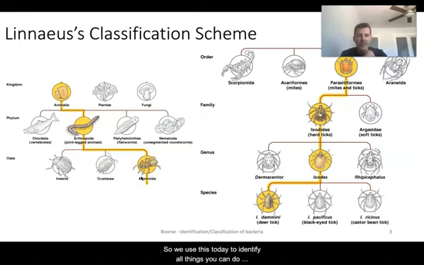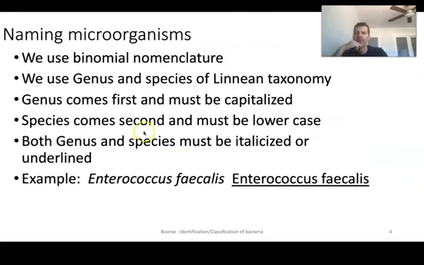So we use this today to identify all things. You can do the same thing for animals or plants or fungi. This kingdom, phylum, class, order, family, genus, species, that is really important in biology. Again, probably something you learned previously, but we're revisiting it in microbiology. Naming microorganisms still relies upon this binomial nomenclature that Linnaeus came up with, the genus and the species.